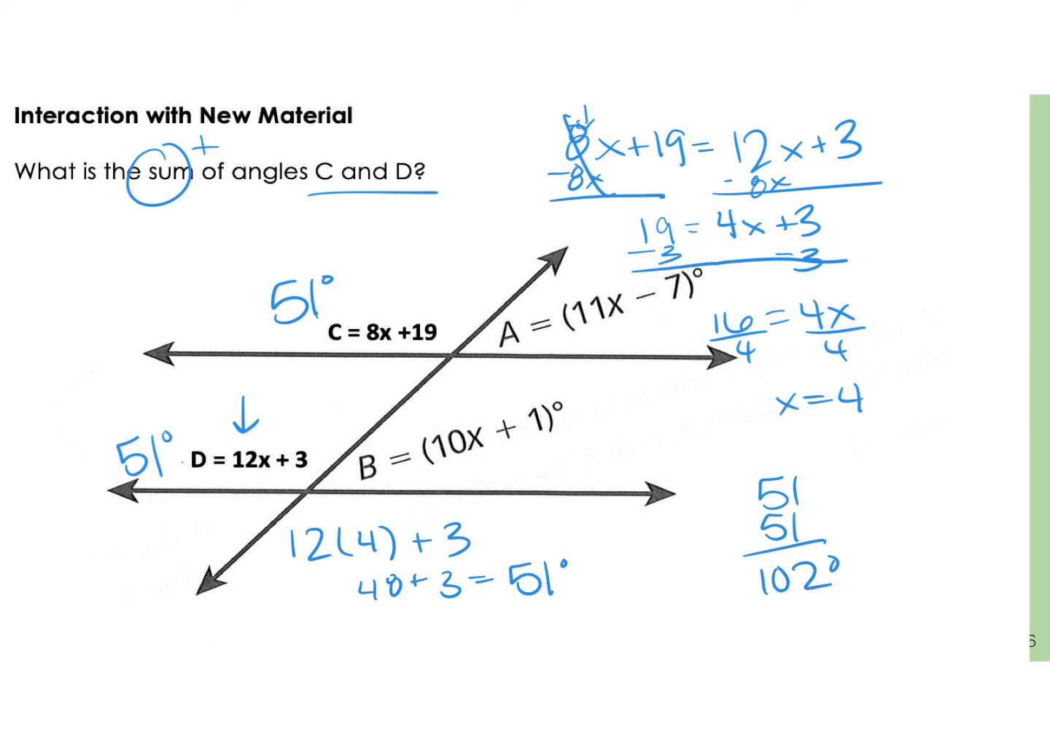So that's the answer. I'll write my answer in a sentence since it's a word problem. The sum of angle D and angle C is 102 degrees. Now we're done.